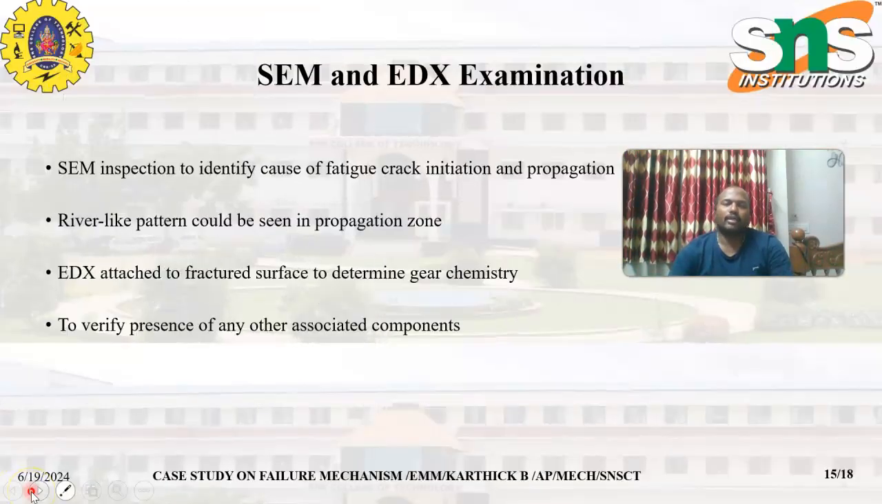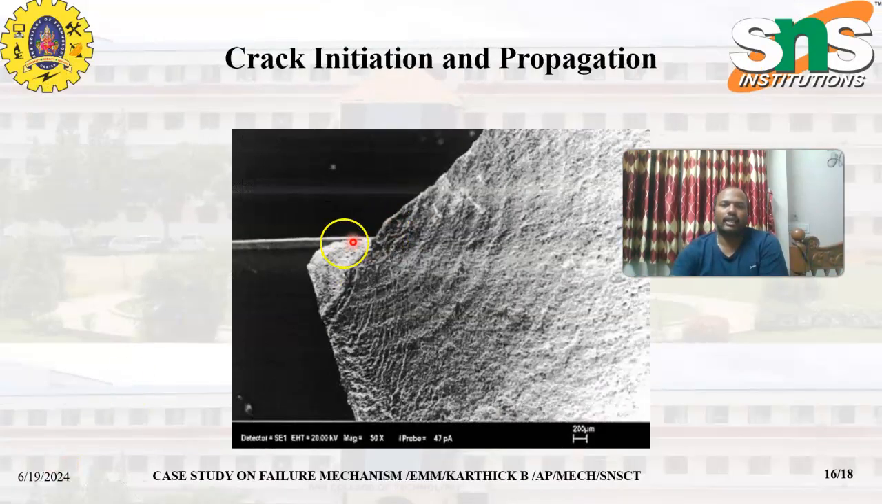Coming to SEM and EDAX, in the SEM inspection it is a fatigue based crack initiation and propagation, with river-like patterns which indicate that it is a fatigue failure. EDAX supports that the fracture surface has the gear geometry, and there are no associated foreign components present. So this is the crack initiated area, and the crack is propagated, and the final cracking happens.